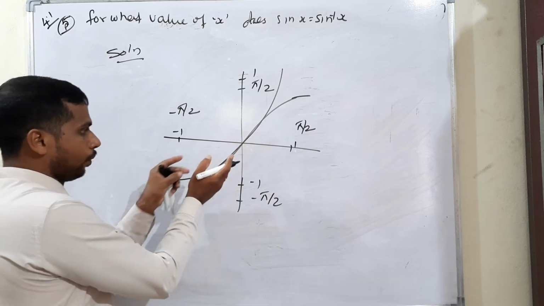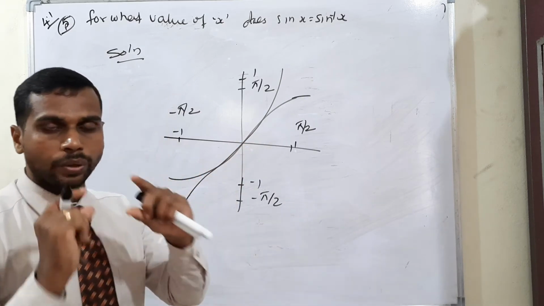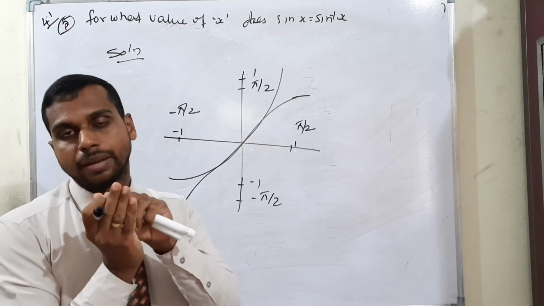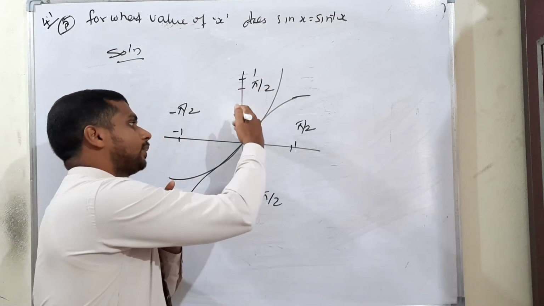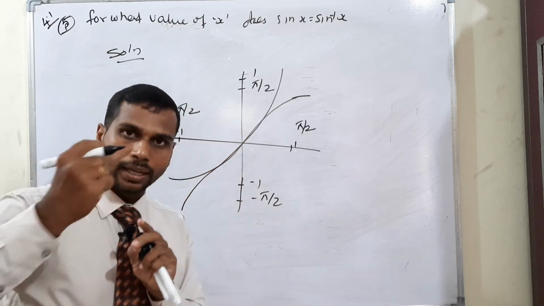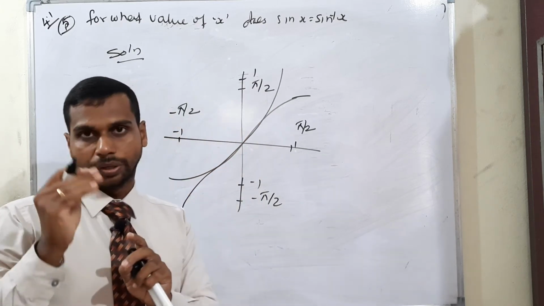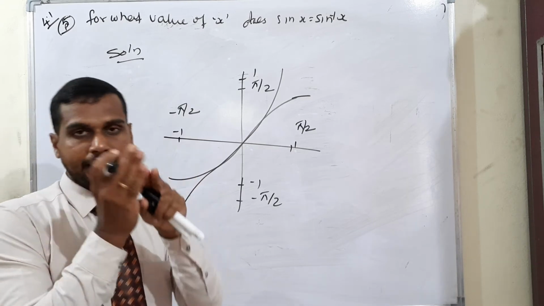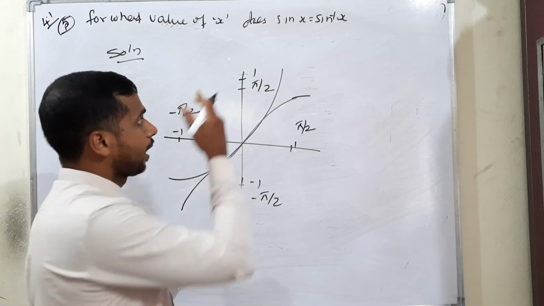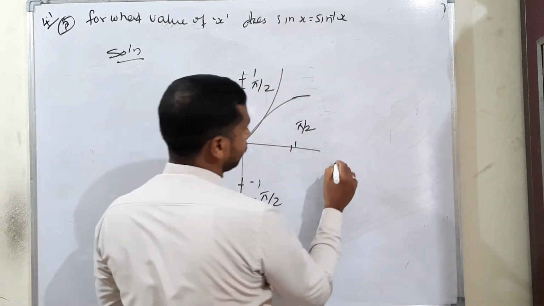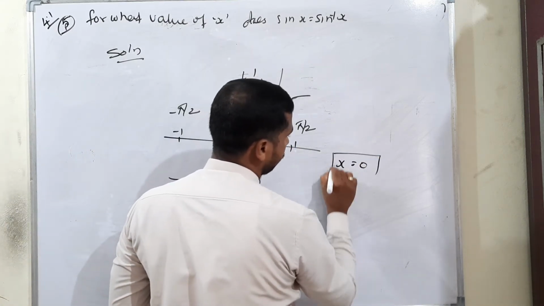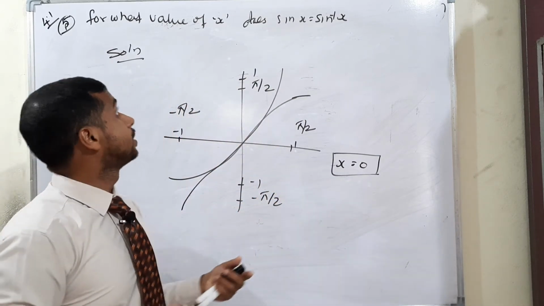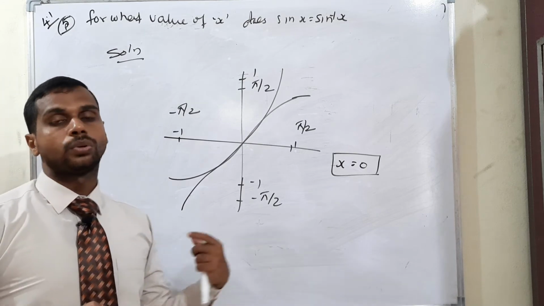If you draw the two graphs in the same plane, they will definitely meet at the origin point only. Whatever other points, even positive 1 or 0.99, if you draw in your graph, only the origin line will join both sin x and sin inverse x. Therefore the answer for what value of x is the origin point. So the final answer is x equal to 0. This is the exercise 4.1 question number 5 answer.